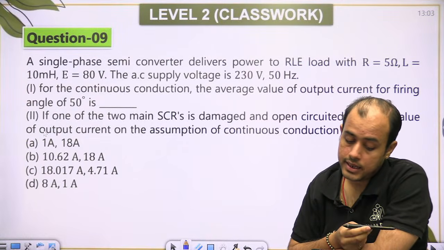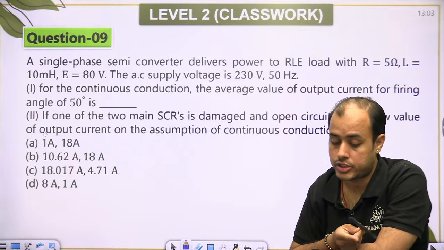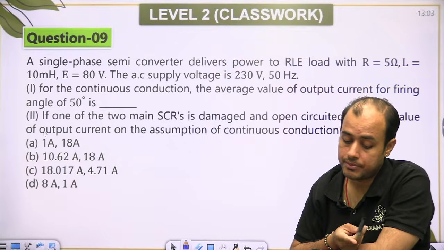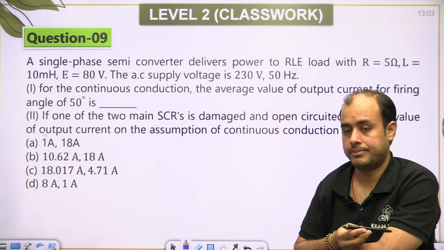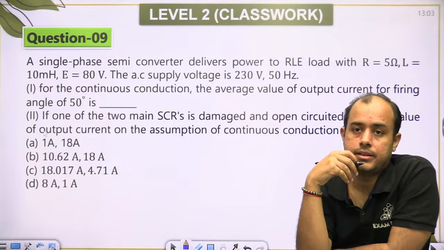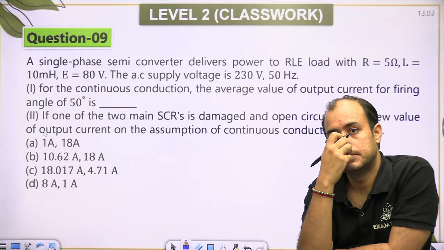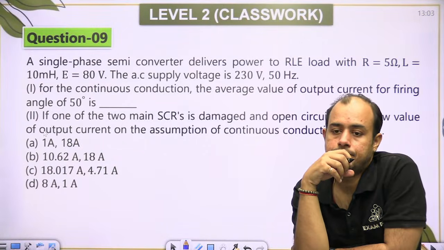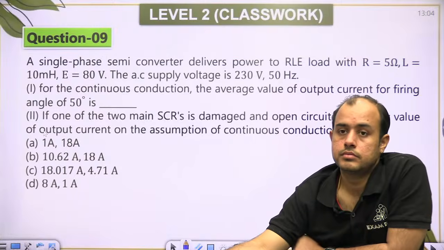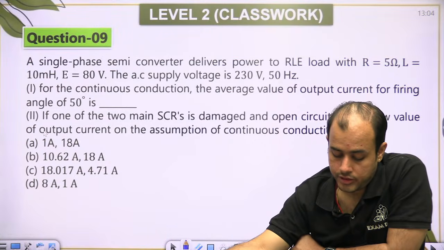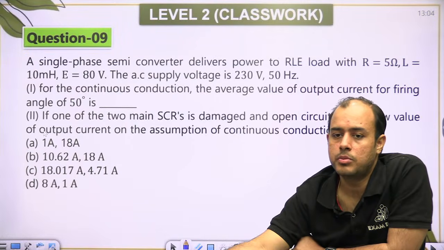Next, level 2. A single phase semi-converter delivers power to an RLE load with R, L and E mentioned. AC supply voltage is given. For continuous conduction, find the average output current if alpha is 50. There are two parts. First, solve the first one. If you solve the first one, you will get the answer, right? पहला आंसर भी आ गया तो बात बन जाएगी.